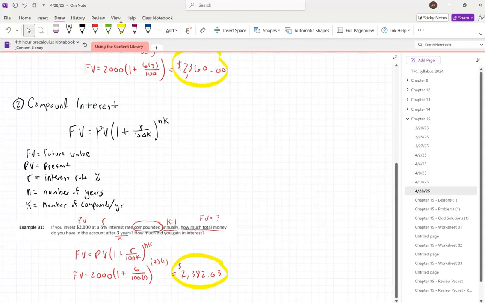So notice, the amount of money earned, the future value is different. So how is compound interest different from simple interest? In simple interest, the amount of interest earned is calculated only based on the initial investment. Compound interest, the interest earned is based on the value of the account. So essentially, you're going to be earning interest on top of your interest, right?